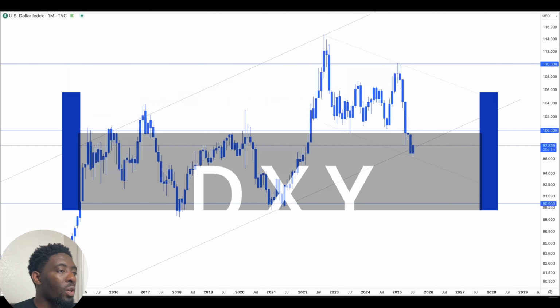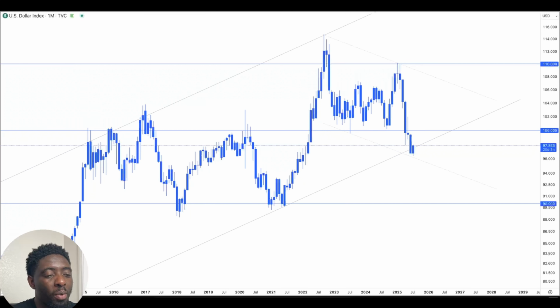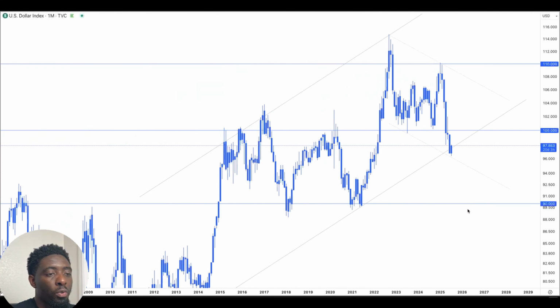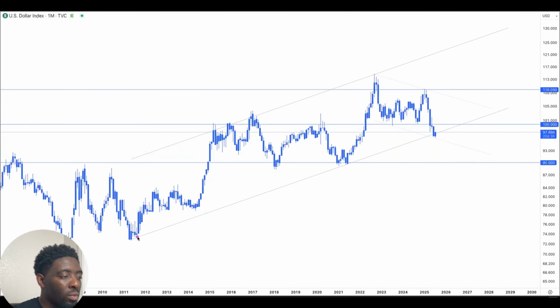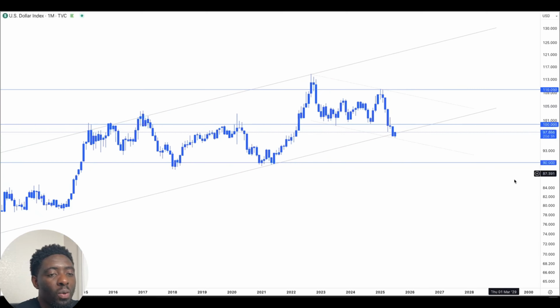All right guys, so here's the DXY on the monthly time frame, and I spoke about this structure last week. If you look at this, there's no need for us going all the way to, let's say, you know what, let's do it. So if you reduce this, you look at the price action we're playing with. It's been an impulse, it's been a correction, it's been an impulse, it's been a correction.